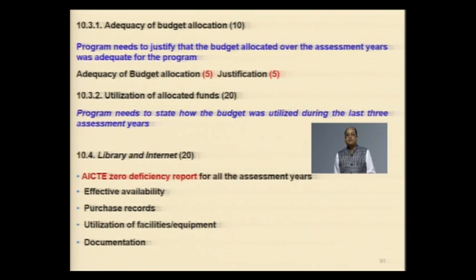What is expected to be looked at by the committee in the SAR, the self-assessment report, is, in terms of quality, how effective the books are, how effective the journals and e-journals are, if they are available, how effectively they are available, how effectively they are used, and the documents to support that they are being used.